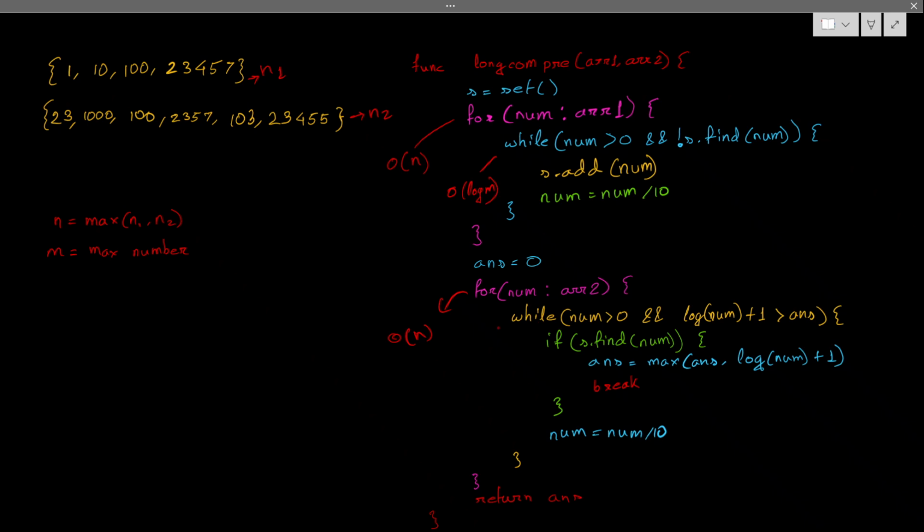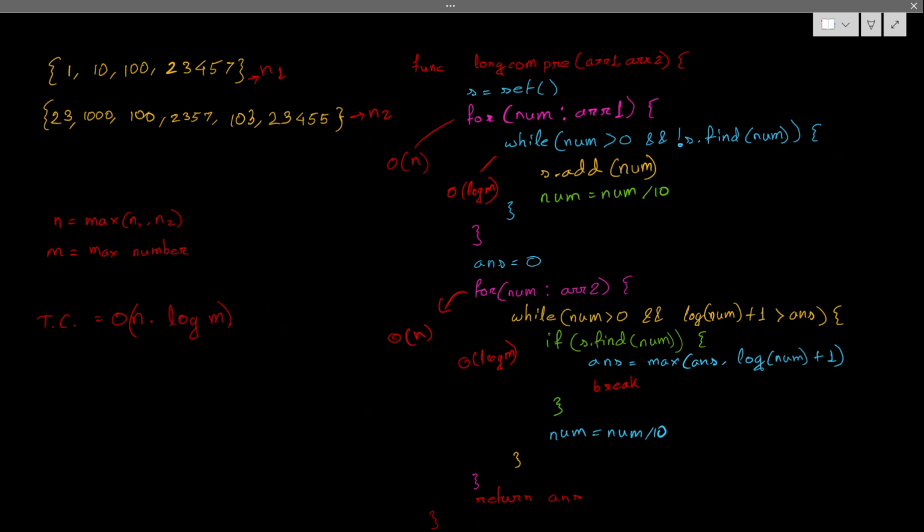This value is also the same: num greater than 0 is also big O of log of m in the worst case. So what is my time complexity? Time complexity is big O of n into log of m.